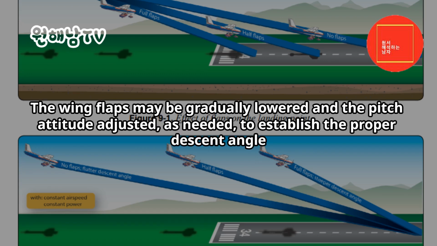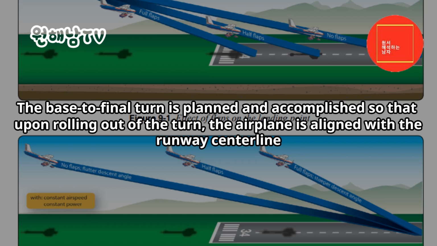The wing flaps may be gradually lowered and the pitch attitude adjusted, as needed, to establish the proper descent angle. The base to final turn is planned and accomplished so that upon rolling out of the turn, the airplane is aligned with the runway centerline.